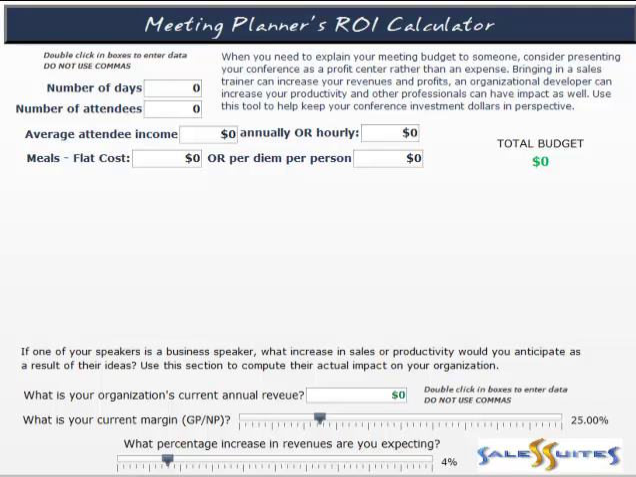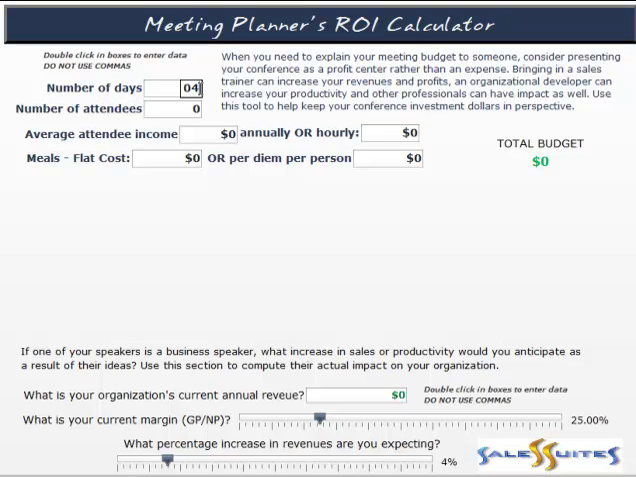So when the calculator opens, it looks like this. And what the meeting planner sees is a lot of blank space, but that's by design. You will notice a simple instruction: double-click in the boxes to enter data. Do not use commas. And so you ask the meeting planner, how long is your conference going to be?